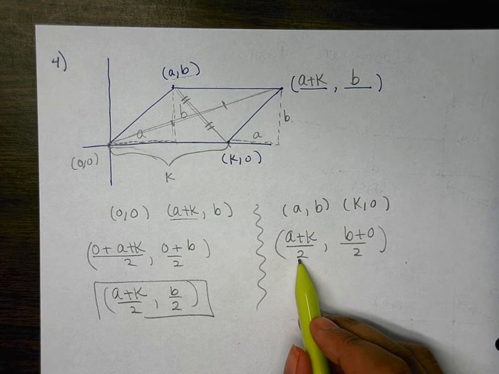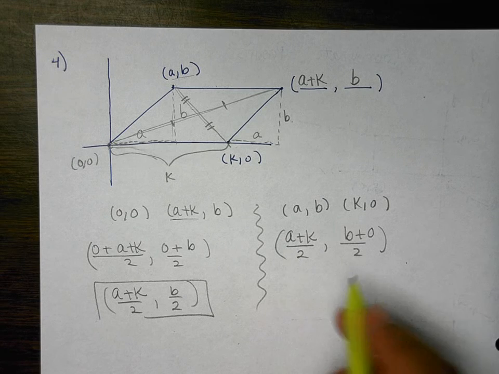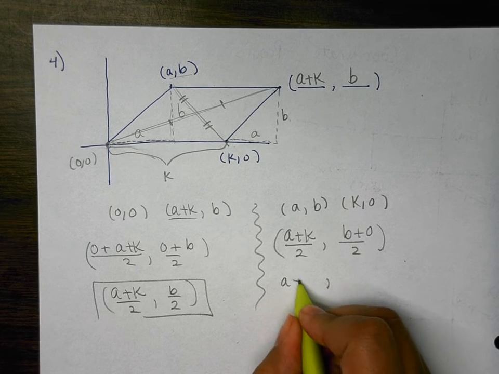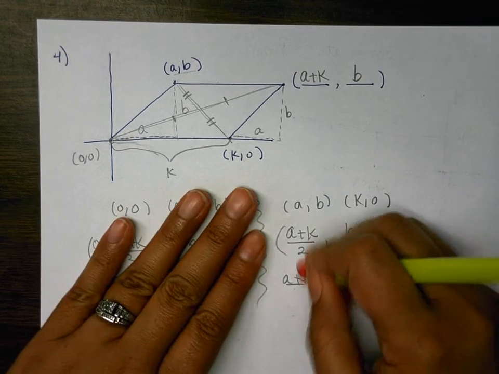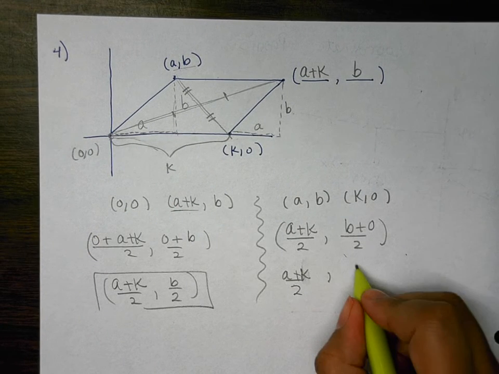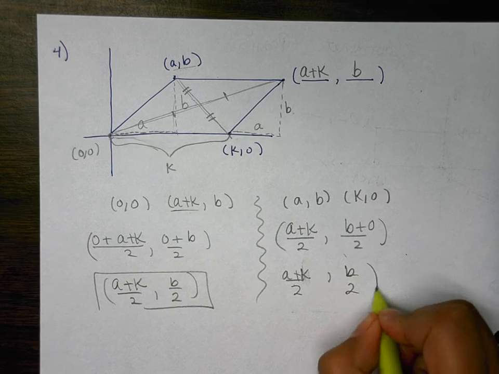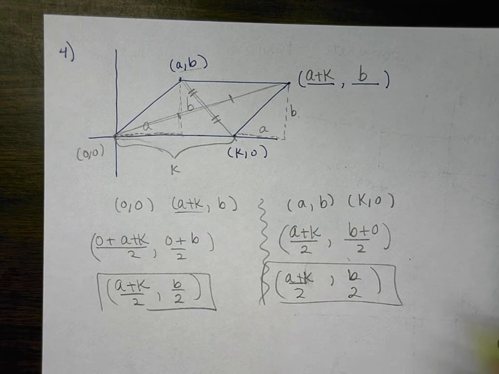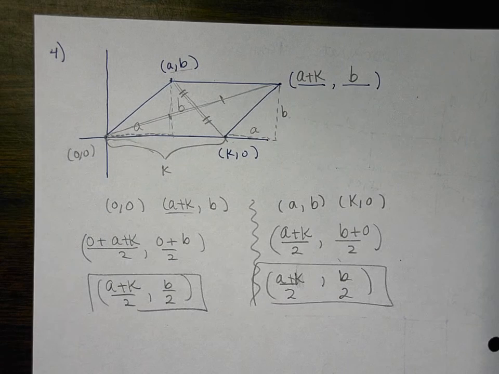What's A plus K? Can I combine those and call them AK? No, it's A plus K, divide by 2. What's B plus 0? Just B. So I have A plus K over 2 and then B over 2. Did it come out to be the same? Yes. Questions? Yes. Okay, it feels like it shouldn't have come out to be the same somehow, but it did.